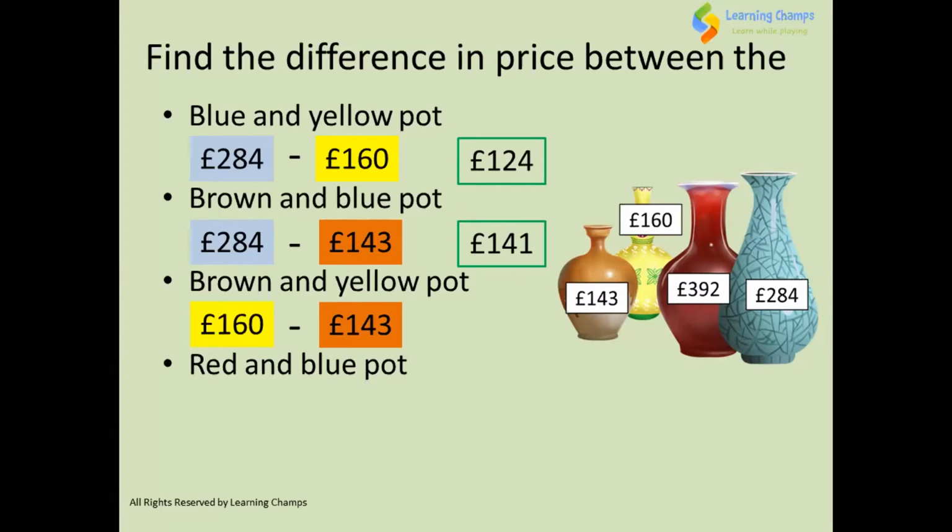What is the difference? 37 pounds. Now look at the red and the blue pot. What should come first? Red pot, very good. Red pot and the blue pot. What is the difference? 108 pounds.